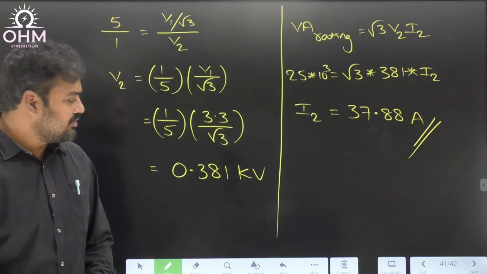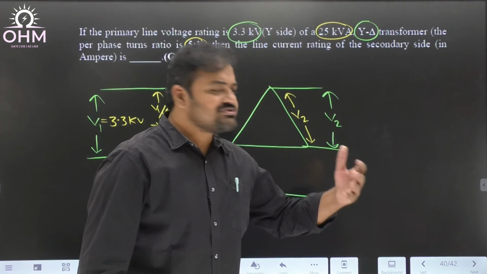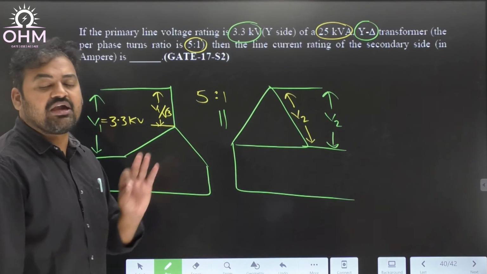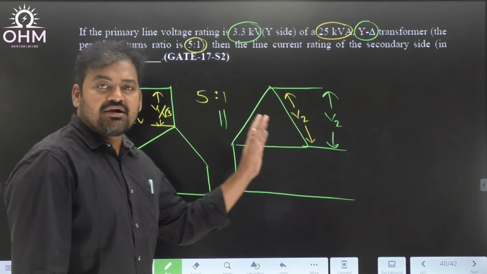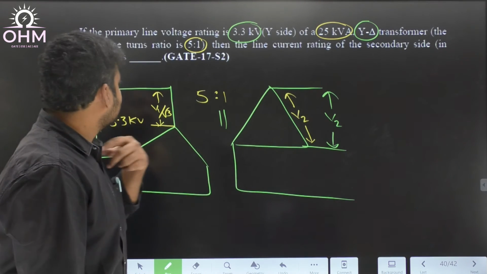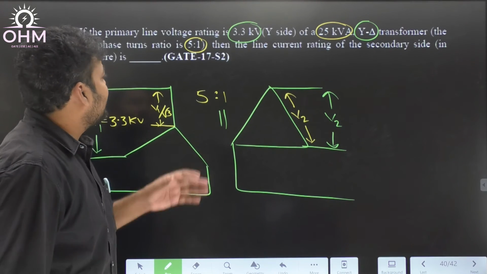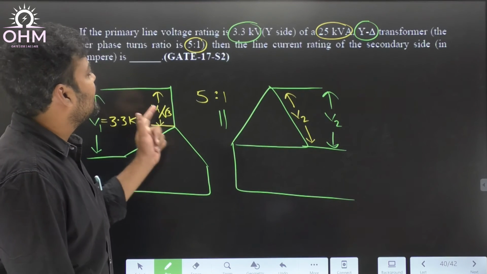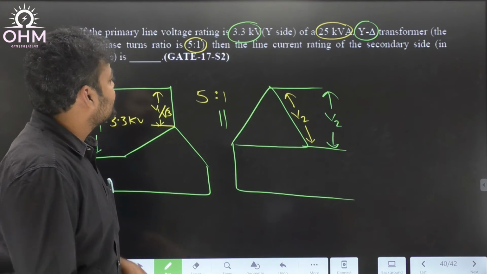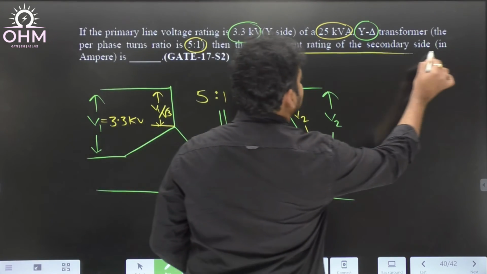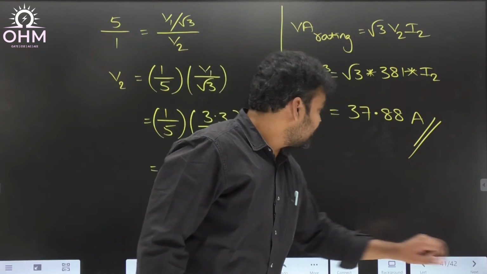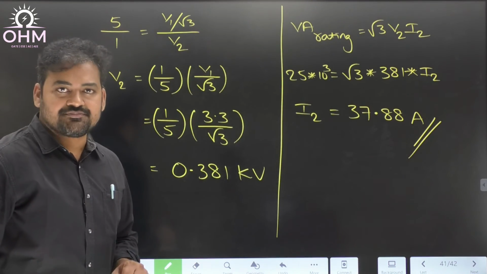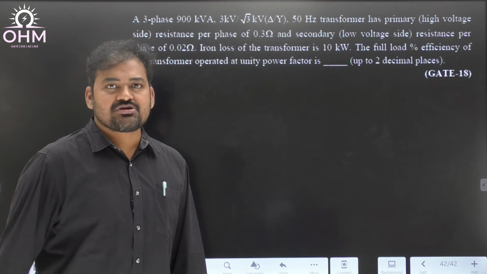So very simple problem. You can solve almost any number of questions in three-phase transformers. So you need to be careful about the relation between line voltage, phase voltage, line current, phase current, and turns ratio. So turns ratio is always defined as phase to phase ratio, not line to line ratio. Okay. So what is the line current rating of the secondary side? I2 is the answer we need, and I found it using this formula. So 37.88. Clear? Okay, let's try to answer one more question.